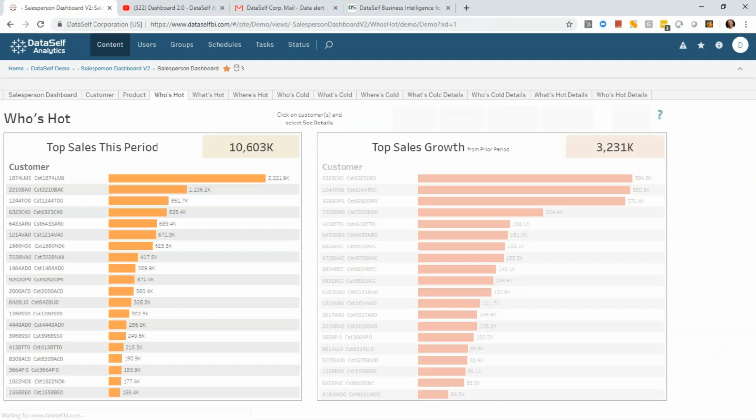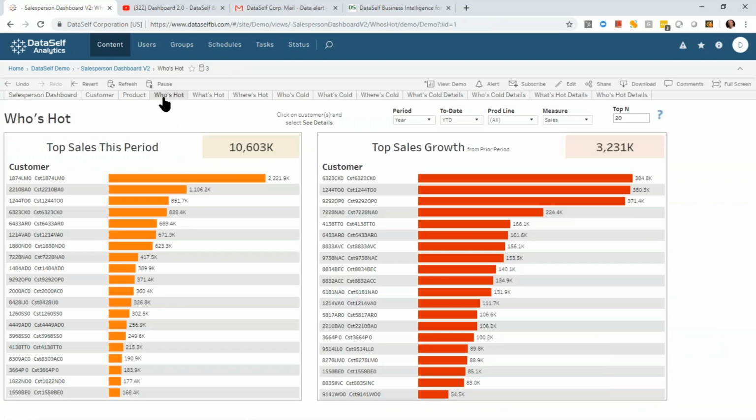And when I click who's hot, the tool goes to this other tab. We were in the main tab, now we're in the who's hot tab. What I'm showing is an out-of-the-box dashboard that's showing two ways that we classify who's hot. The first perspective is the top customers by sales this period. So right now I'm looking at the top 20 customers by sales this period in descending order.